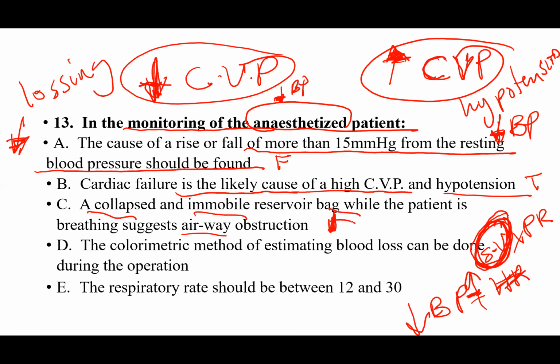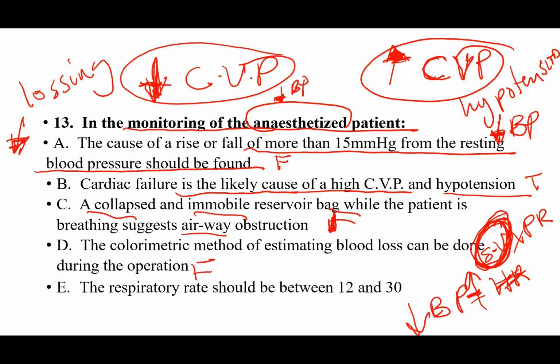Colorimetric method of estimating blood loss can be done during operation. It's false. Why is it? It's done at the end of surgery. Yes, because when you have all the gauze that has been used and the abdomen, that's when you do it. You estimate the blood loss.